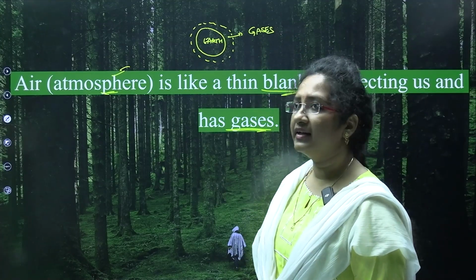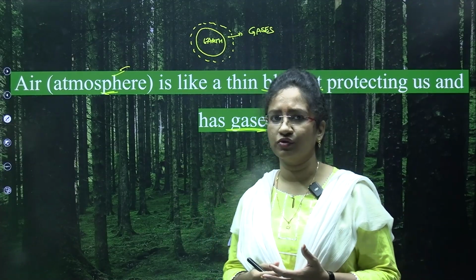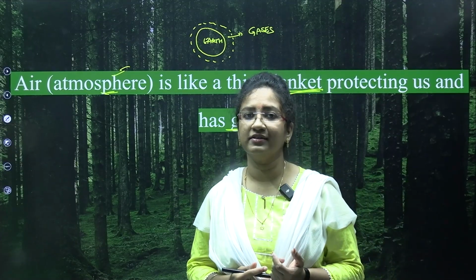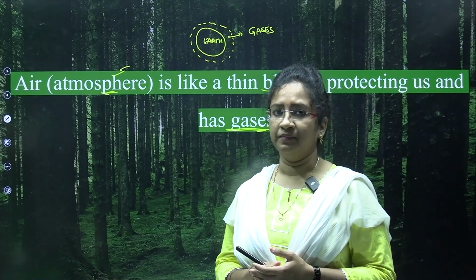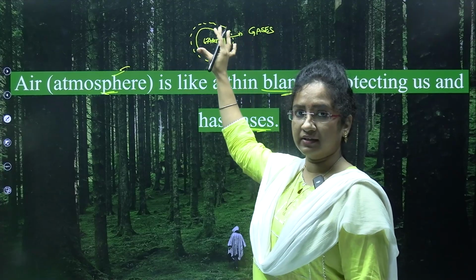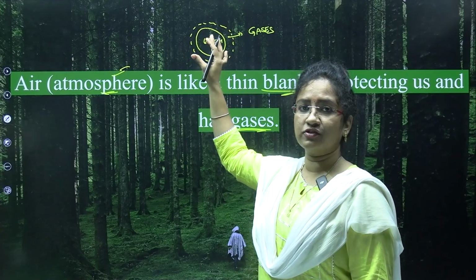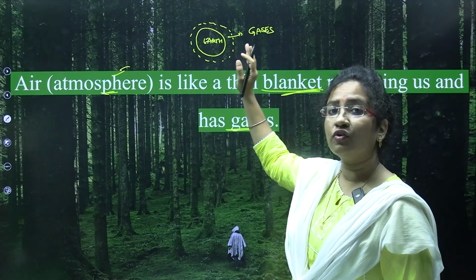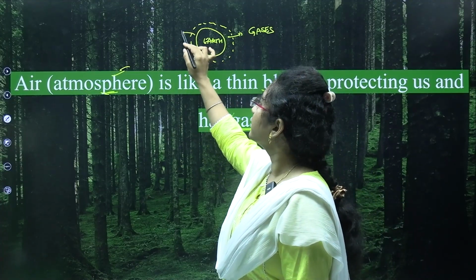right? So why does it appear in this way, and why is it so close to our earth? Why is it not moving away from the earth? You may have these questions in your mind, right? So I've told you that it's a thin blanket of air which surrounds our earth. So it is just a blanket of air, and it comprises of gases. So why is it not moving away from the earth? So the reason here is gravity.